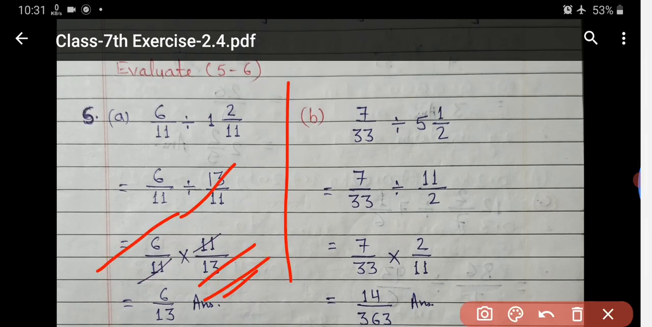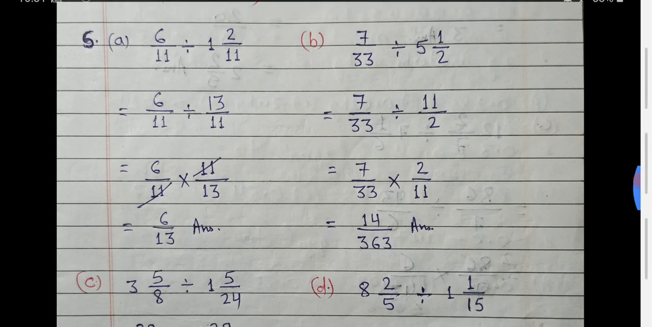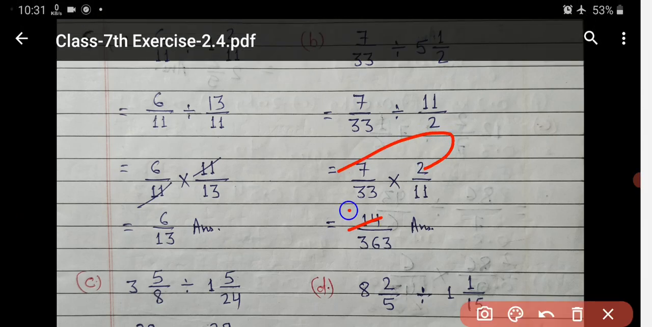Just look at the B part. B part, 7 upon 33 divided by 5 1 by 2. Now 5 2s are 10 and 1, 11. So 11 by 2. When converted to multiply, this number will reverse, it becomes 2 upon 11. Now just check if any number is there which you have to cut. No number is there. Now simply multiply. 7 2s are 14 and 33 into 11, you write 363. Okay, so it is your answer. Now come on C part.